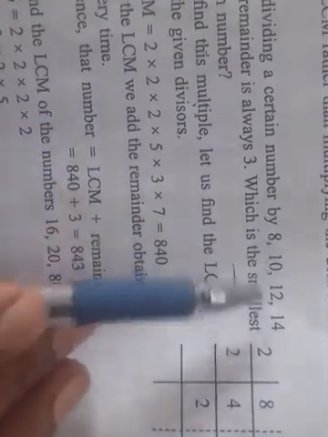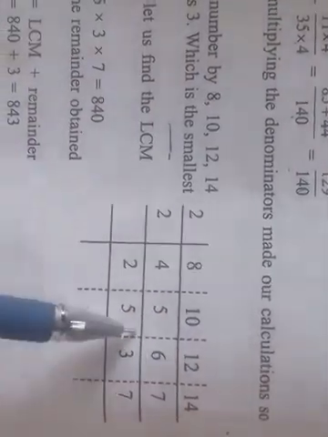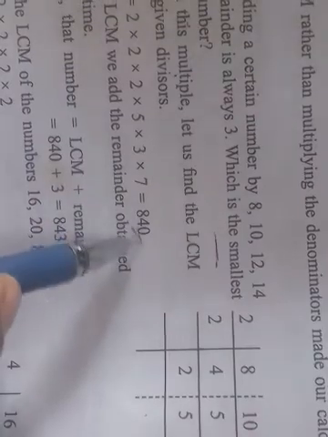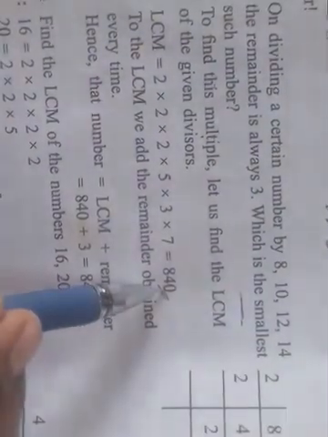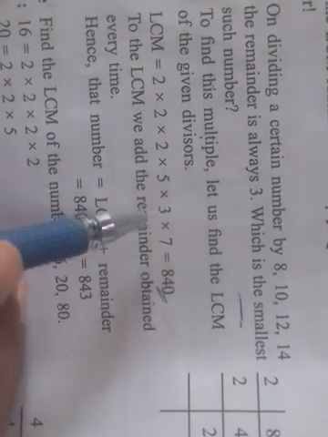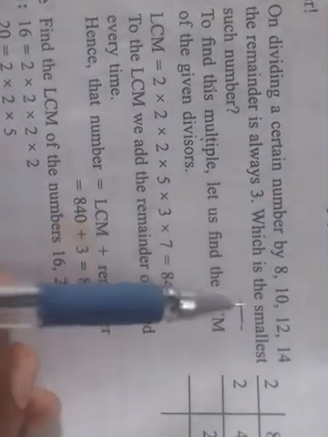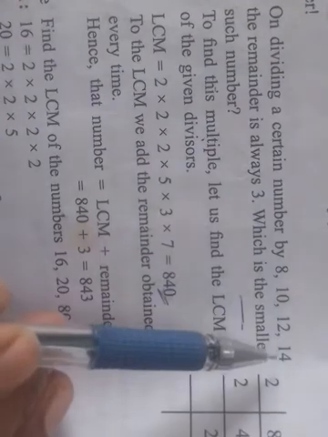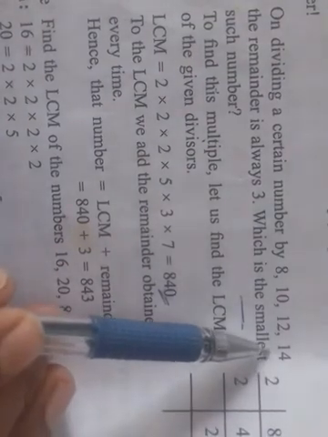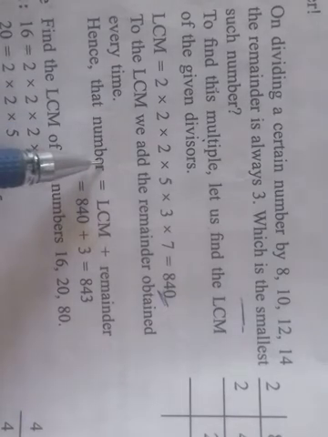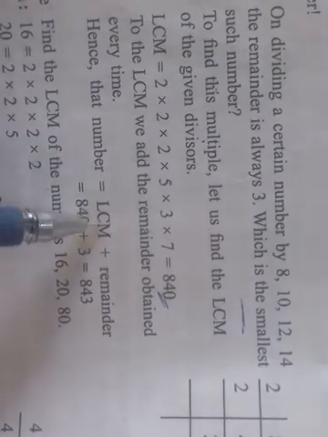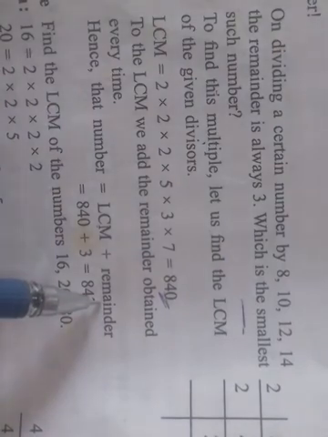So for 8, 10, 12, 14, using this vertical method, they removed the factors, and what LCM did they get? 840. This LCM we got is a common number, completely divisible by 8, 10, 12 and 14 also. Then they said the remainder is 5. So for the number you want to find, whatever remainder you have, you have to add it to the LCM.